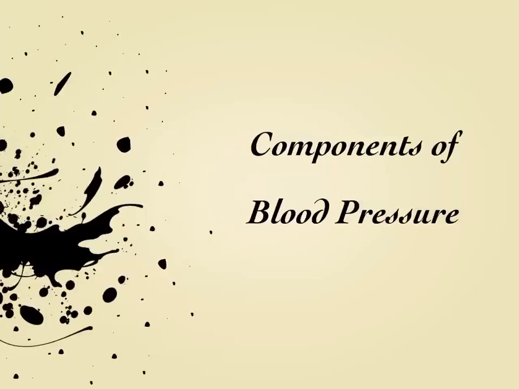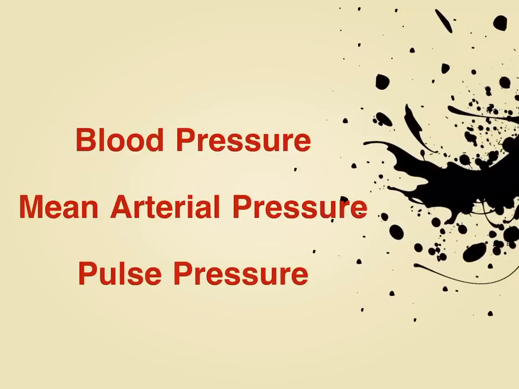This is going to be a real short video on components of blood pressure itself. When we are measuring someone's blood pressure, there's really three things that we can be looking at: the blood pressure itself, something called the mean arterial pressure, which we can calculate, or hopefully our non-invasive blood pressure machine will calculate it for us, and then the pulse pressure.